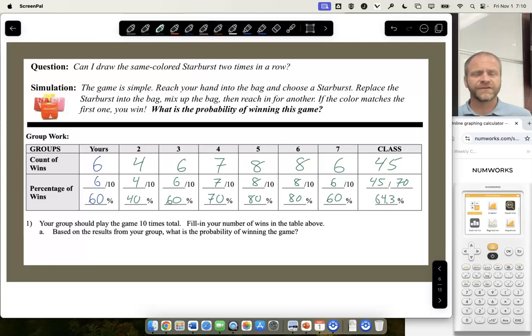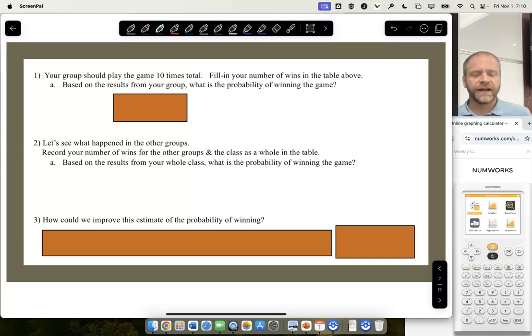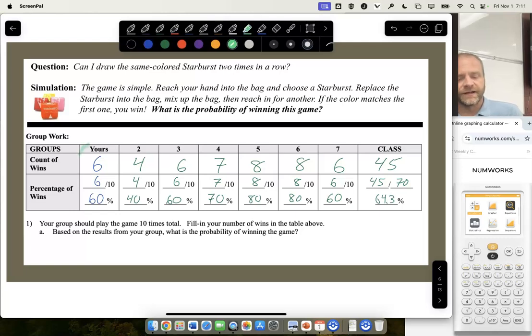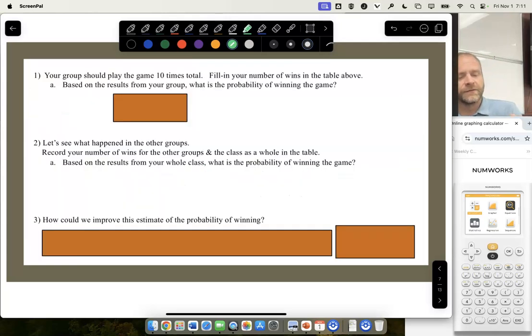And so this is really what's going on with the data. Now what we're going to look at is, based on the result from our group, what is the probability of me winning the game? So really what I'm looking at is right here. Based on just my information, what is my probability of winning the game? And we calculated that already to be about 60%. So the probability of me winning was about 60%. And that's just for me. So 0.60 was my probability.